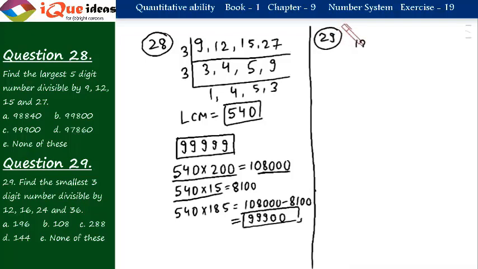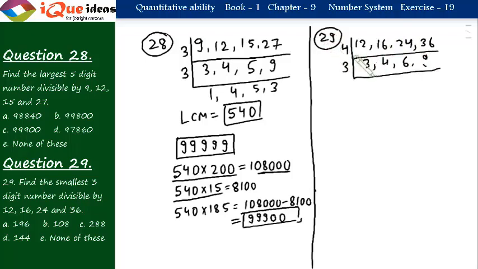Alright. Now the next one, question number 29. It says find the smallest 3-digit number divisible by 12, 16, 24 and 36. So first take the LCM of all these numbers. The common factor of all these numbers is 4. So 4 divides 12 3 times, 16 4 times, 24 6 times, 36 9 times. Now we take 3 common. So 3 gives us 1, 4 gives us 4, 6 gives us 2, 9 gives us 3.